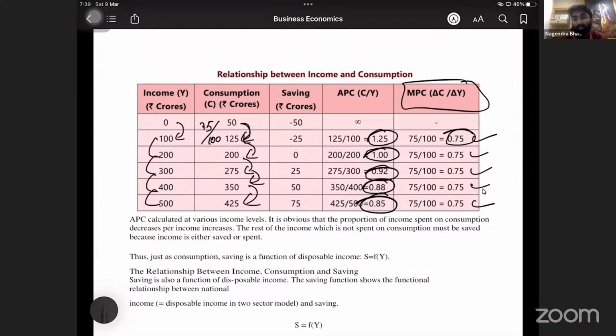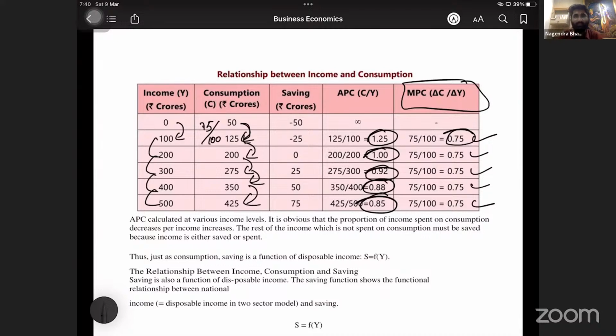I'll tell you. It can reduce till... when income increases, APC gets decreased. Correct. If income increases, APC gets decreased. Can APC be 0? It should be between, is it? Okay, it cannot be 0. It should be between 1 and 0.